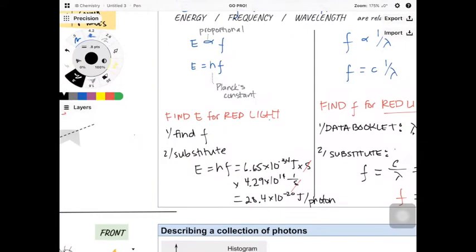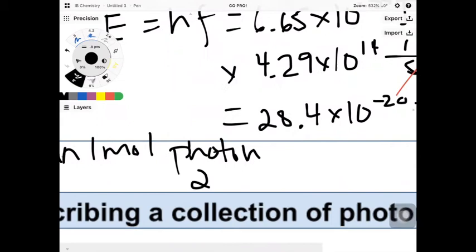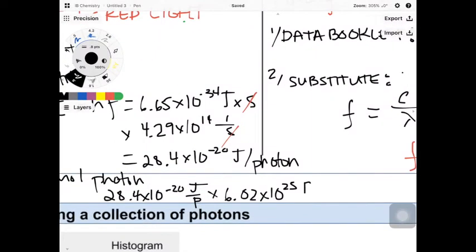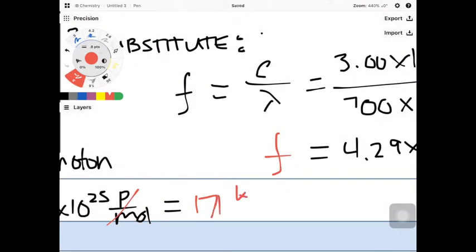Let's say we want to calculate the energy per mole of photons. Well, you know how many photons there are in a mole, so it's simply a multiplication where we take the number of joules, 28.4 times 10 to the negative 20, per photon, and multiply that by 6.02 times 10 to the 23, or the number of photons in a mole, and that'll get us the amount of energy in 1 mole of red light.